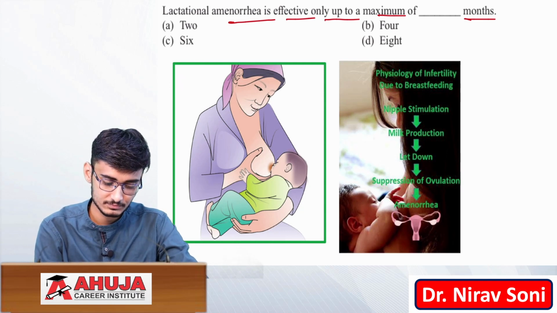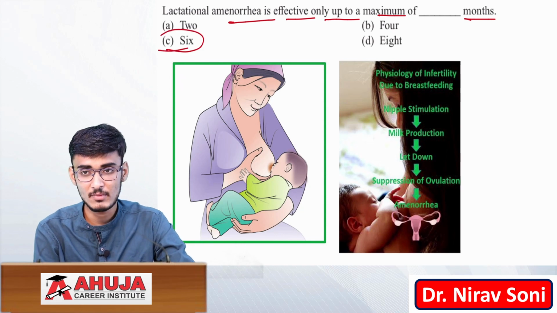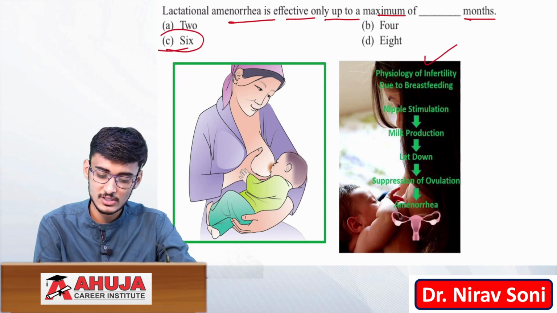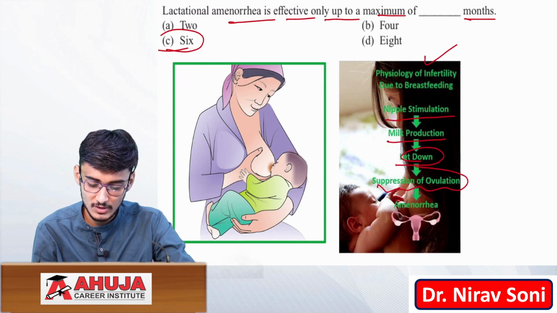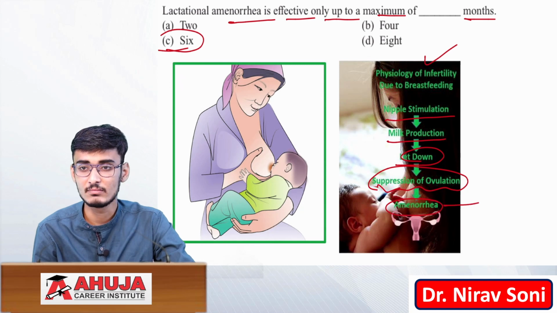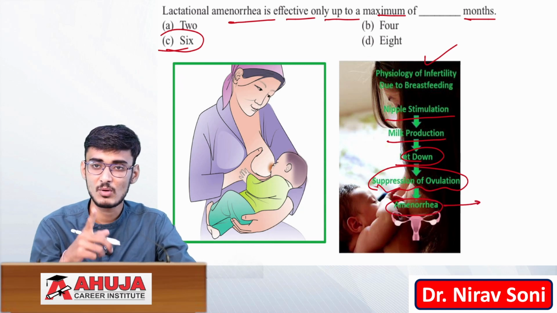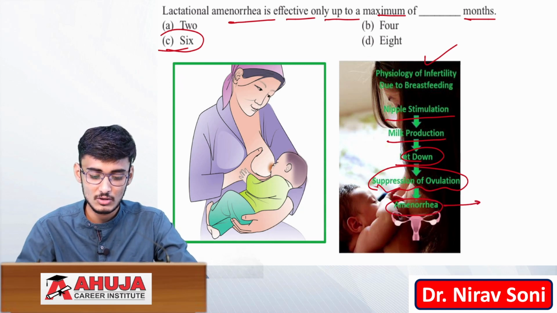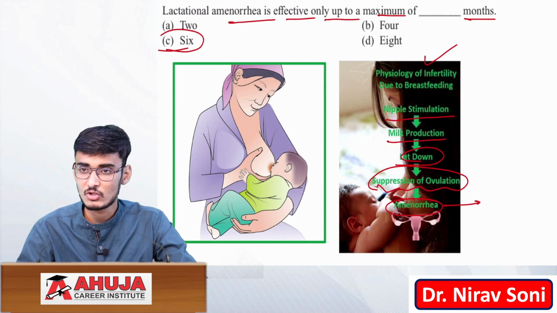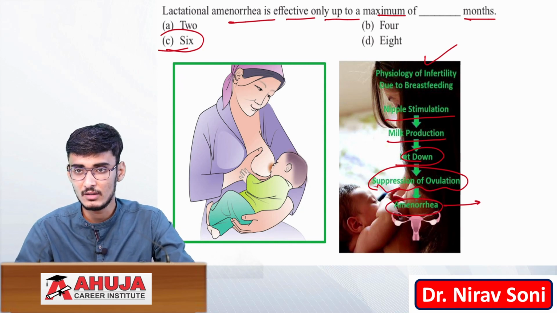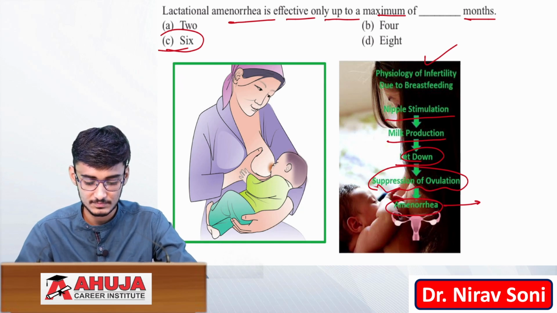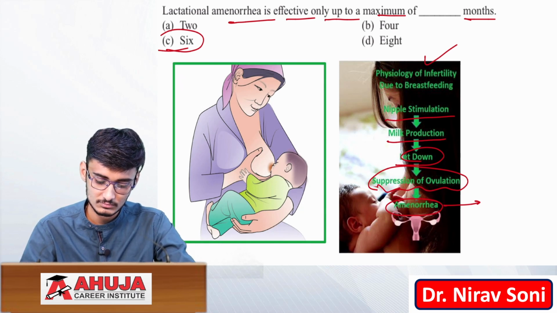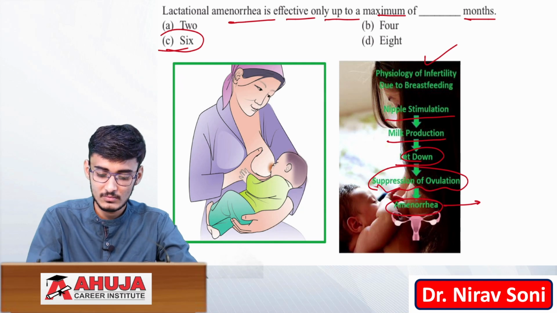Maximum 6 months or minimum 3 months. You can see the process of the lactational amenorrhea: nipple stimulation, milk production, let down, suppression of ovulation. That's why it's called amenorrhea. You can see the proper mechanism of lactational amenorrhea affecting the menstrual cycle and stopping ovulation within 6 months or up to 6 months. Minimum 3 months or maximum 6 months.